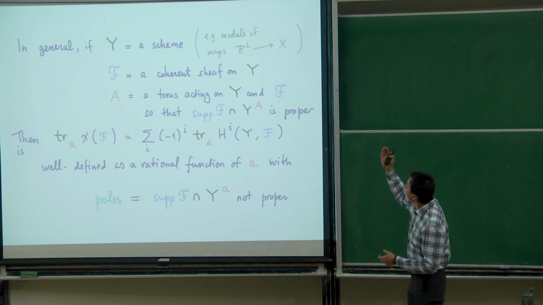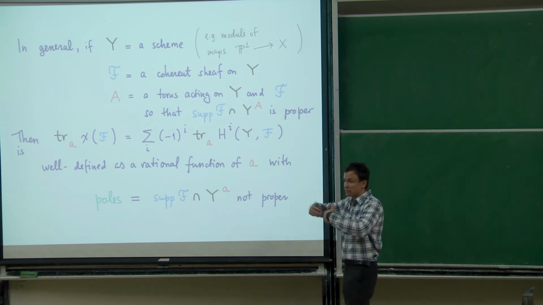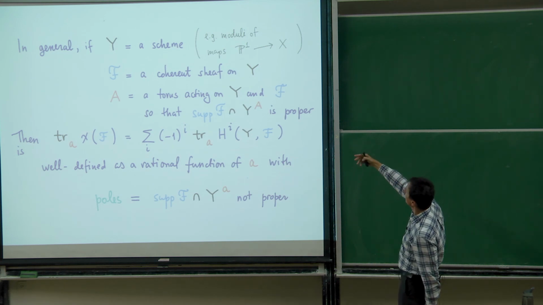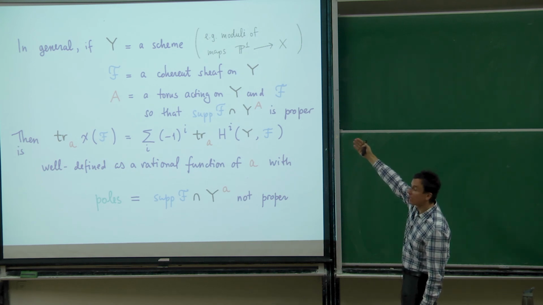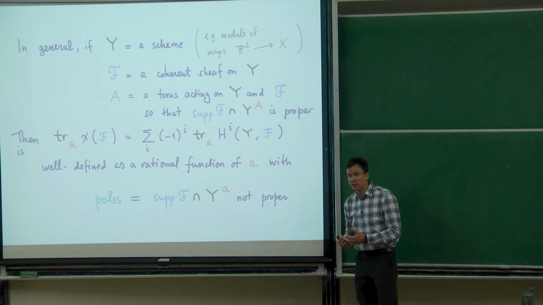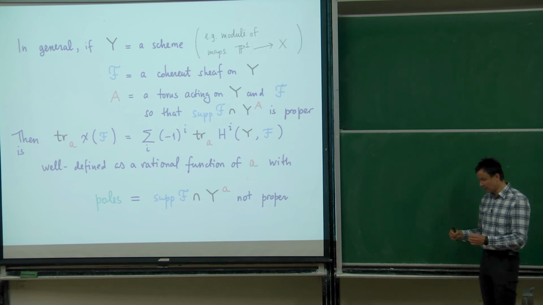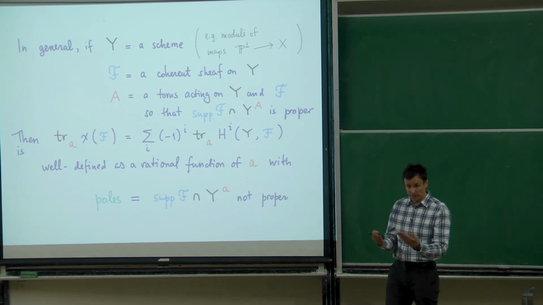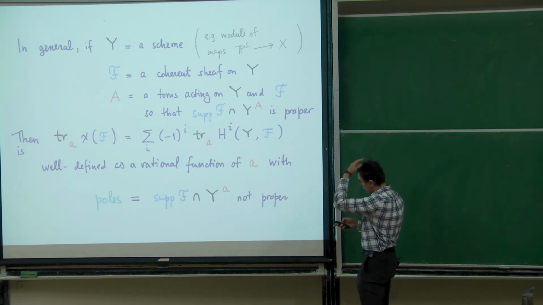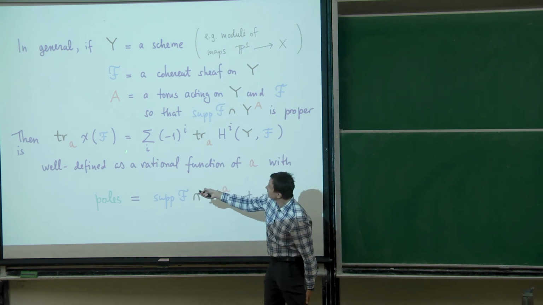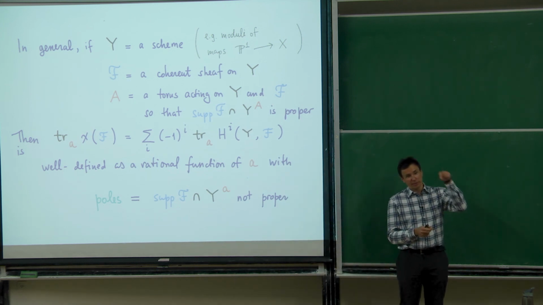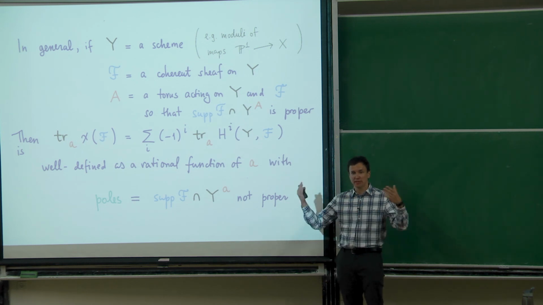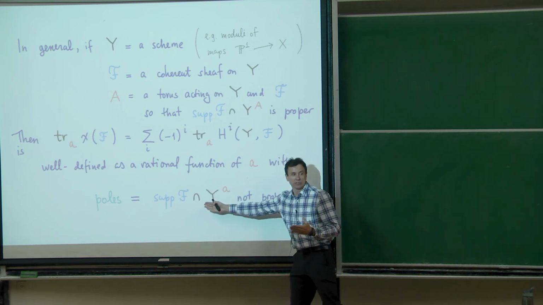Right? And so more generally, if you have some scheme of any kind you want, such as a moduli space of maps from P1 to your target variety, and if you have a coherent sheaf on Y that is equivariant with respect to the action of a torus, and the torus acts such that if I take the support of my sheaf and intersect it with the fixed locus of the whole torus, this intersection is proper. Then if I have an element in the torus, its trace on the Euler characteristic of that sheaf is well defined as a rational function. And you can tell precisely where the poles of that rational function are. Namely, the poles happen precisely at those A's such that if I specialize A, my fixed locus may increase. And if it increases so that the intersection with the support is no longer proper, then I hit a pole.